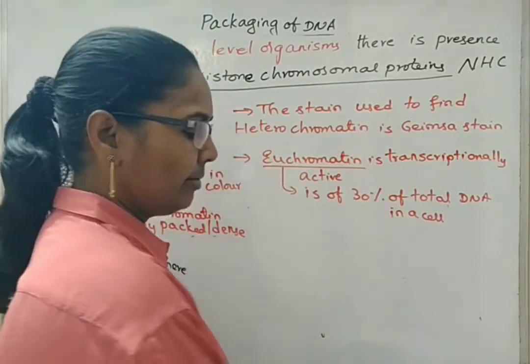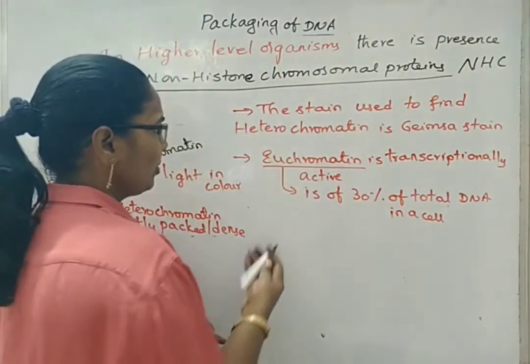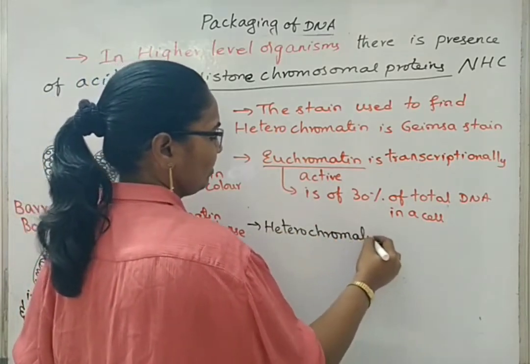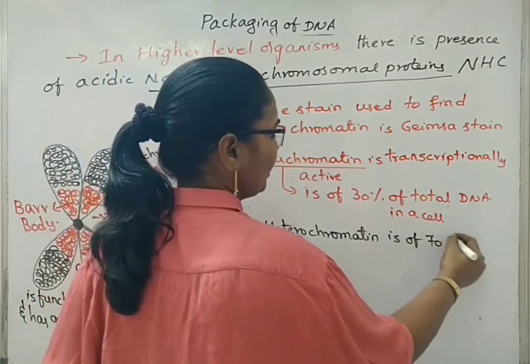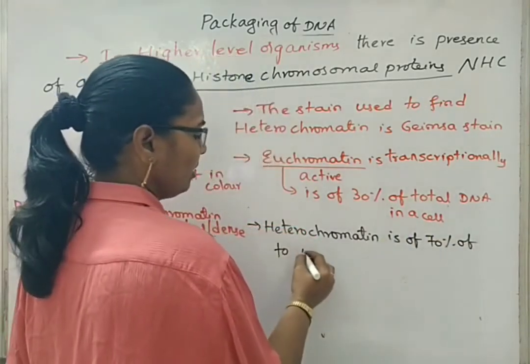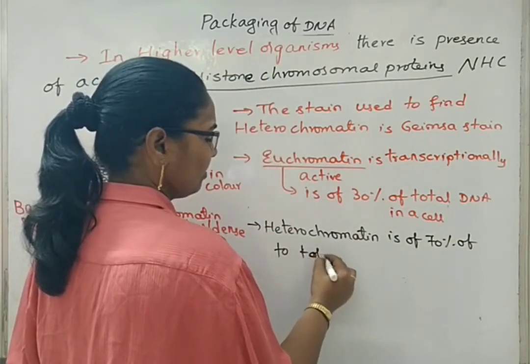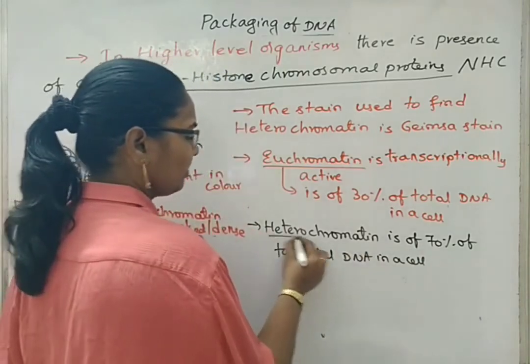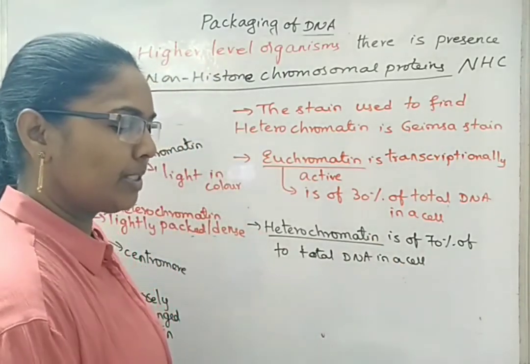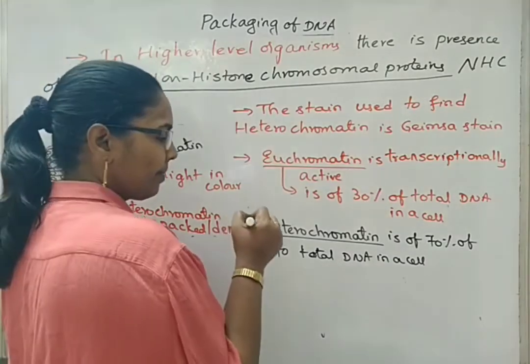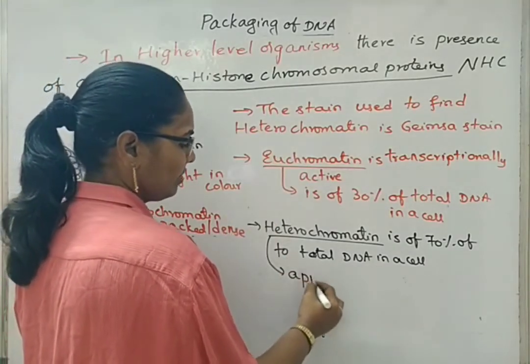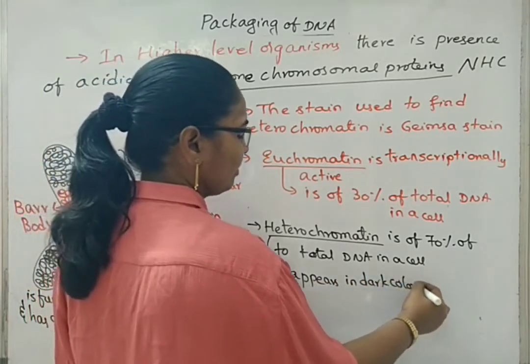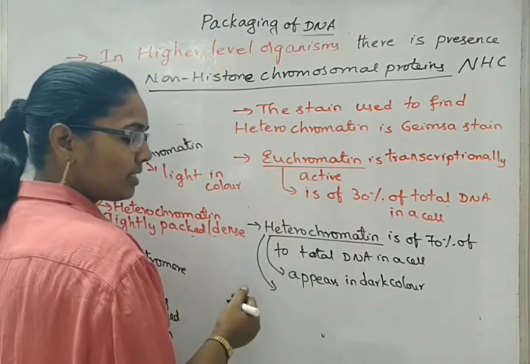Coming to heterochromatin. Heterochromatin is 70% of total DNA in a cell. Next, when it is stained with Giemsa stain, it appears in dark color. Next, this one is transcriptionally inactive.